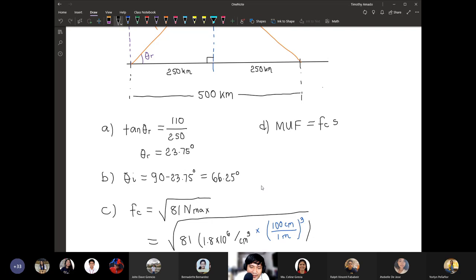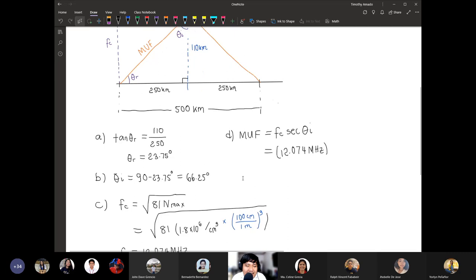Okay? So what is our FC? 12.074075. Multiplied by secant theta. So, paano ba ilagay ang secant sa calc? 1 over cosine, no? 1 over cosine nung theta I. What's your theta I? 66.25. Okay? Sige nga guys, what is your MUF? So we have 29.98.